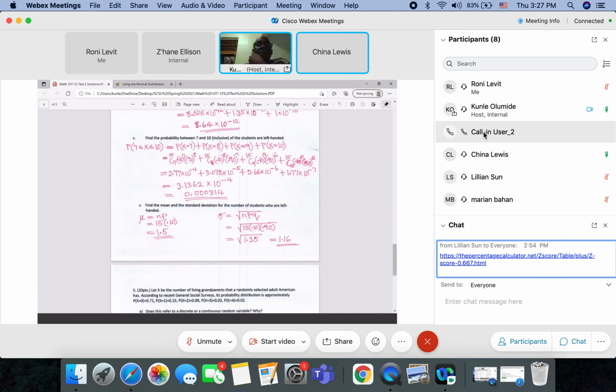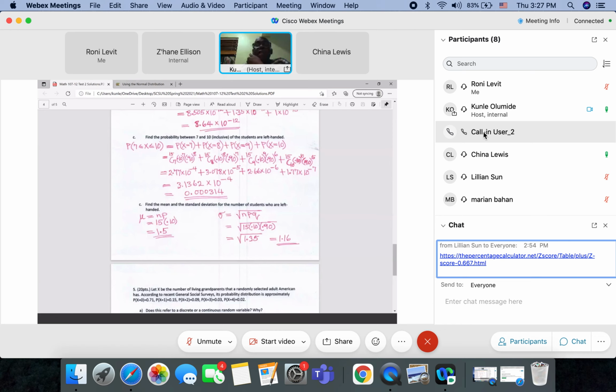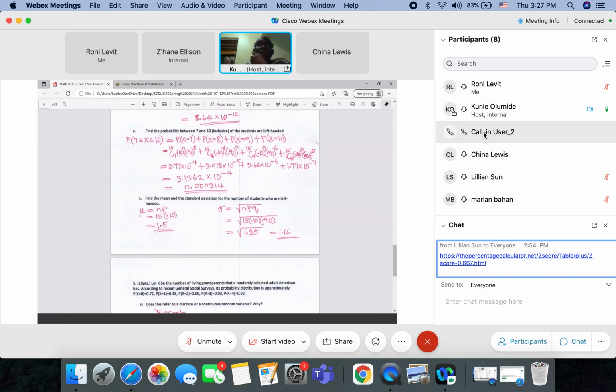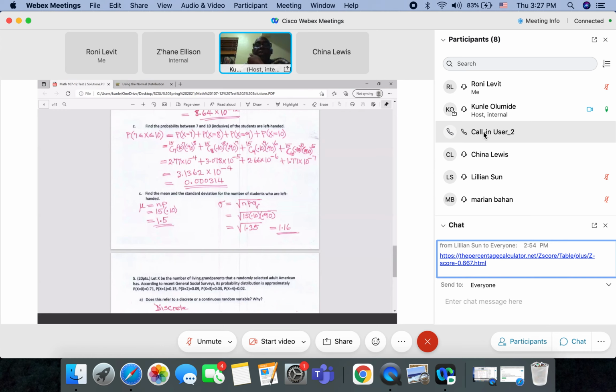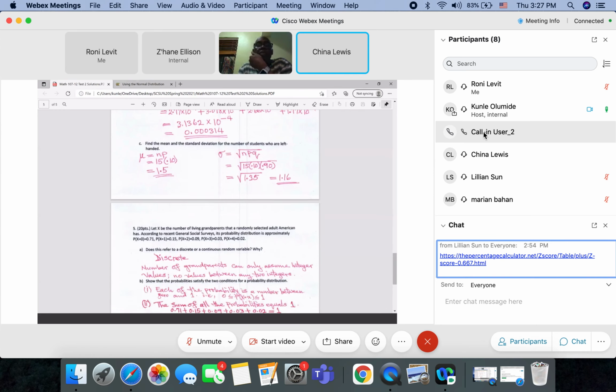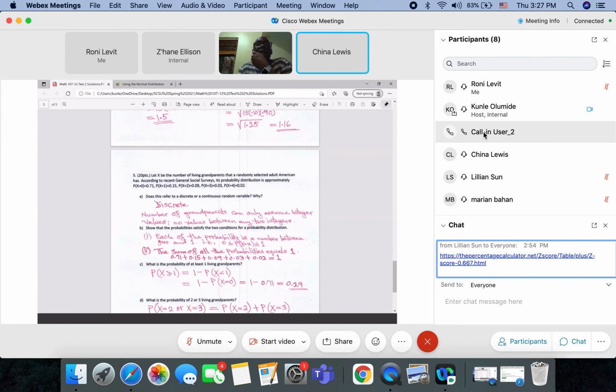And then the mean is np, the standard deviation is the square root of npq. That should be straightforward. One is 1.5, the other is 1.16. Right?